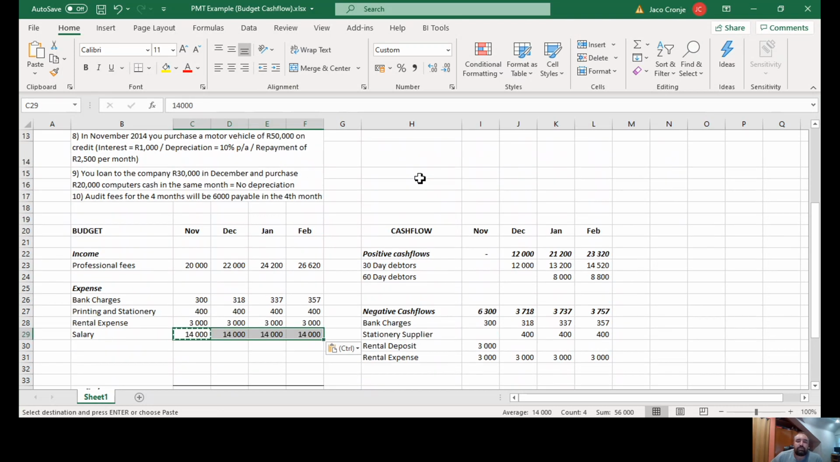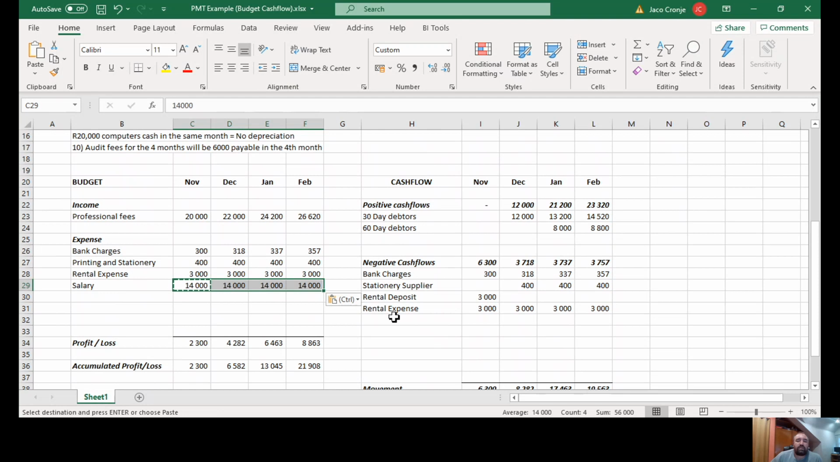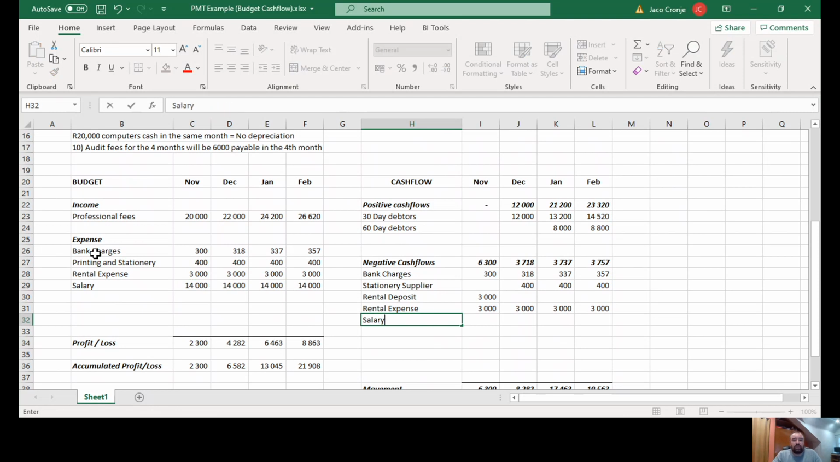Now, from a cash flow perspective, how will the payments look? Obviously, when I pay my employee, it reflects on my bank statement, so the line will definitely have to be included in my cash flow forecast. But what will this be? Am I going to pay the employee the full 14,000 Rand? And the answer is no. I'm going to have to deduct 10% for PAYE.